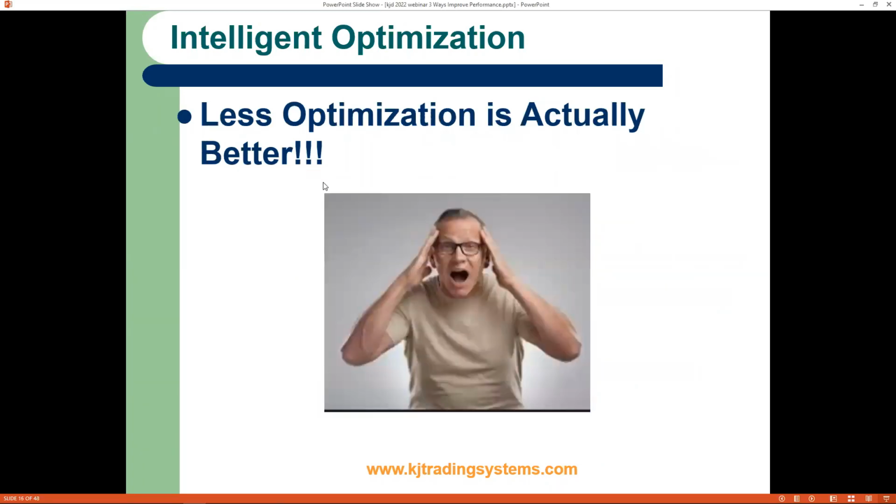Okay. The key with intelligent optimization is less is better. And hopefully that might be you. It kind of blows people's mind because a lot of people, especially technical people, engineers, scientists who go into trading, think optimization, more optimization is actually better, but it's not. And trust me, I have an engineering background, so I used to fall for this too. Don't fall for it.